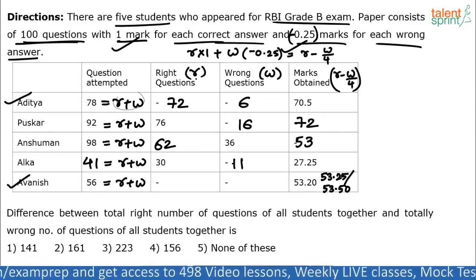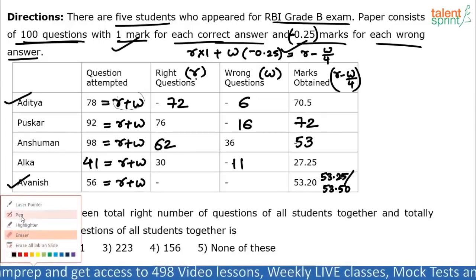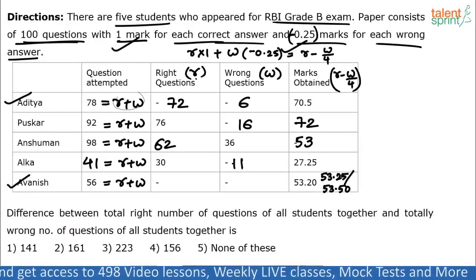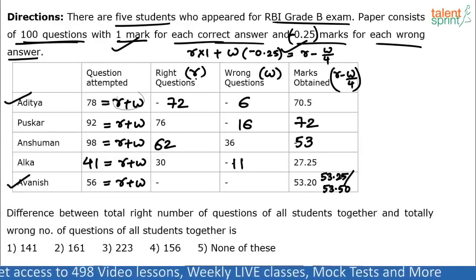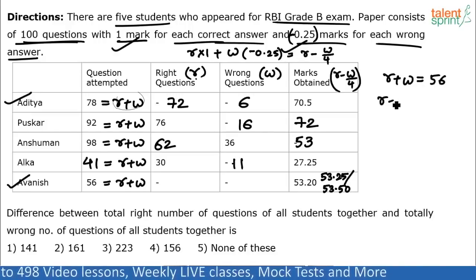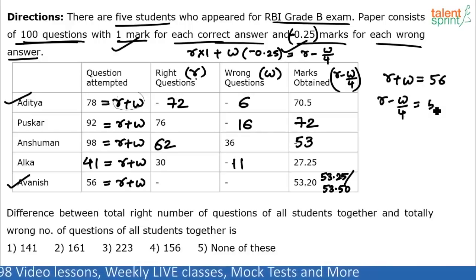So here we go. Let's say 53.25. What happens if we take 53.25? Basically, R plus W is 56. And R minus W by 4 is 53.25. So solve for it now.